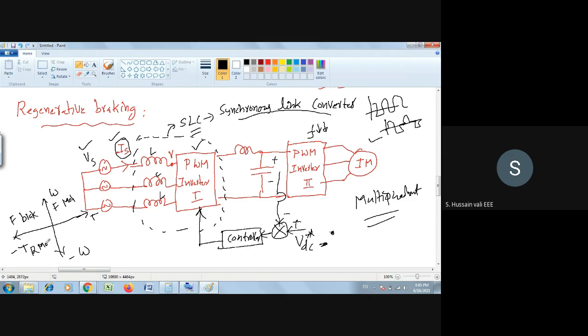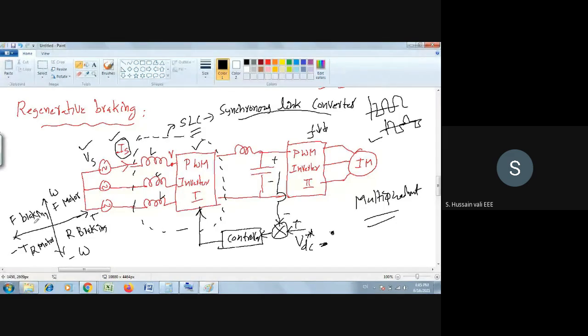Reverse motoring. Whereas this is a reverse braking. Okay. So forward motoring, forward braking, reverse motoring, reverse braking. So what is the logic here? How do you enter into braking?